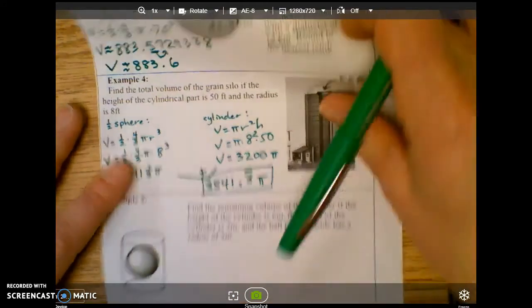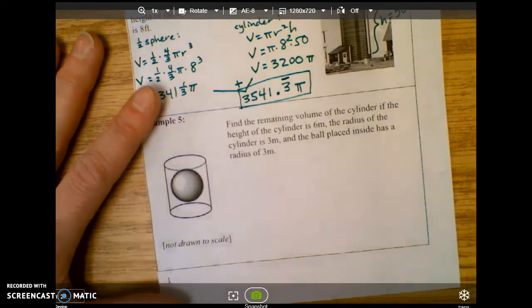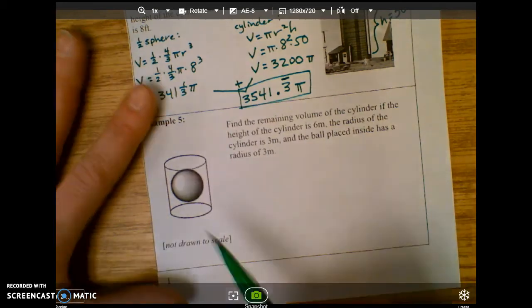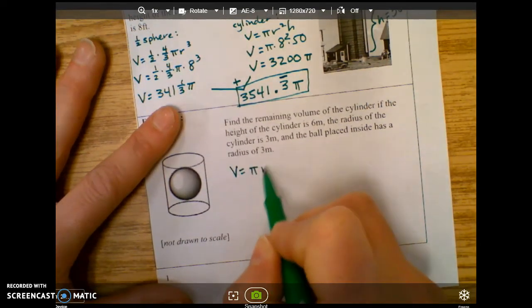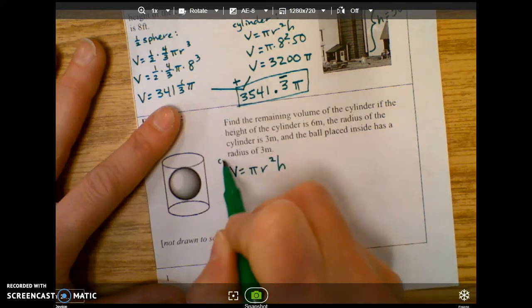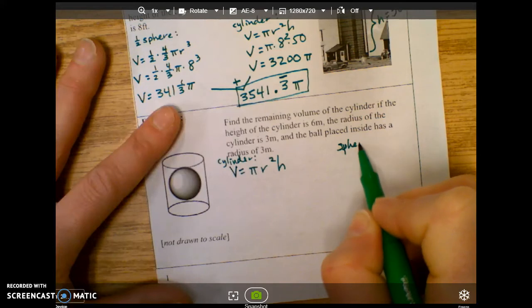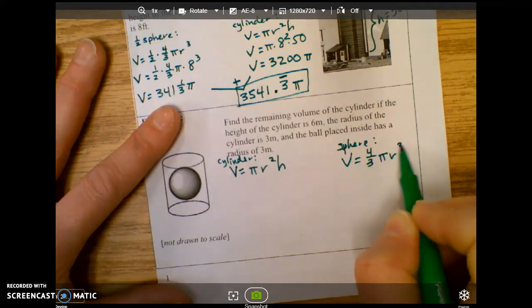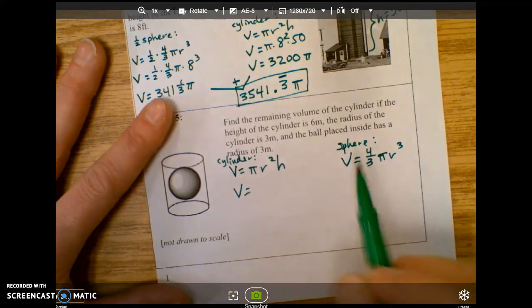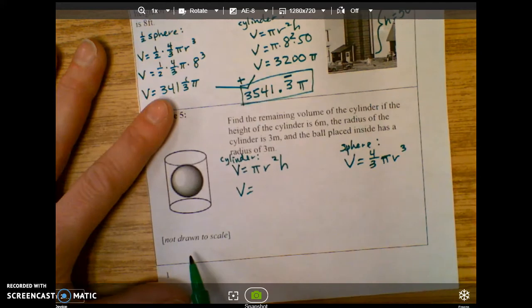This last one is interesting because they want the remaining volume. So what we do with this one is we look at what two shapes we have. Remember, we've got a cylinder, so we're going to be using this formula again for the cylinder. And then, of course, we've got a full-size sphere. So your volume for a sphere, remember, is 4/3 pi r cubed. And it's a little tricky to understand what's going on. The diagram is not drawn to scale, so keep that in mind.